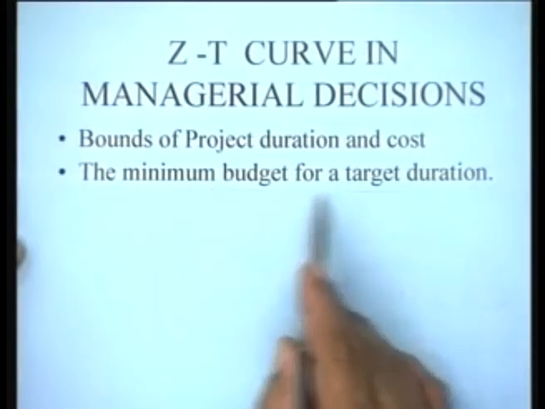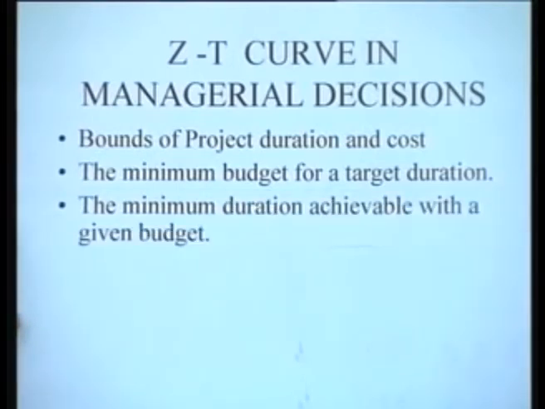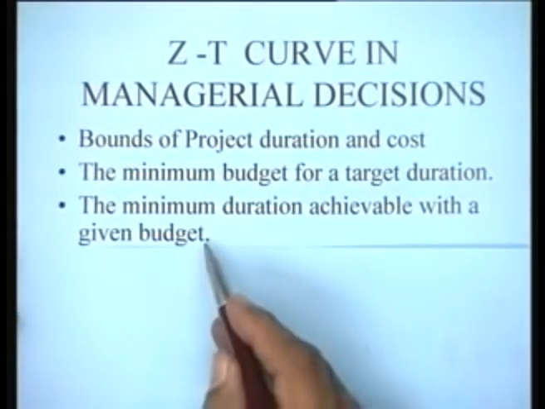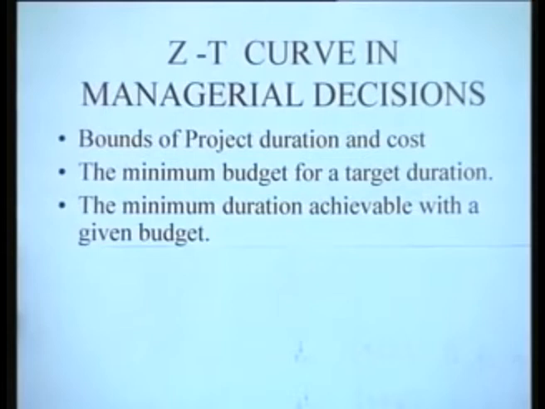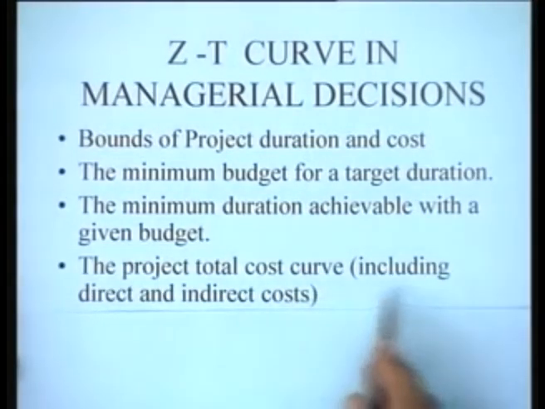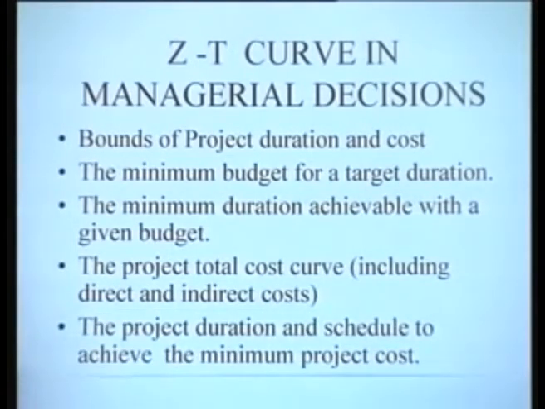You know what is the minimum budget for a target duration. That's another thing. It helps you in cost planning, and it also tells you what is the minimum duration achievable with a given budget. So it depends on whether you look at it this way or that way. The total project cost curve, that is including the direct and indirect costs, can be easily derived from the ZT frontier, because all we have to do is superimpose the indirect costs and get the optimum. The project duration and schedule to achieve the minimum project cost are easily obtained from this particular curve.